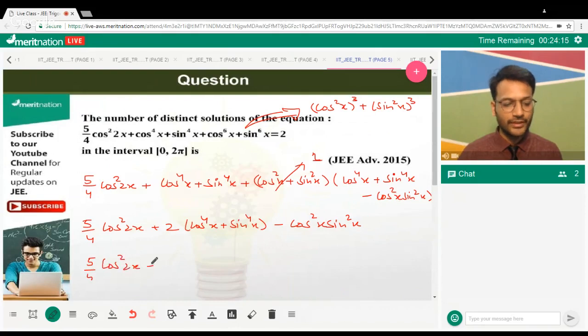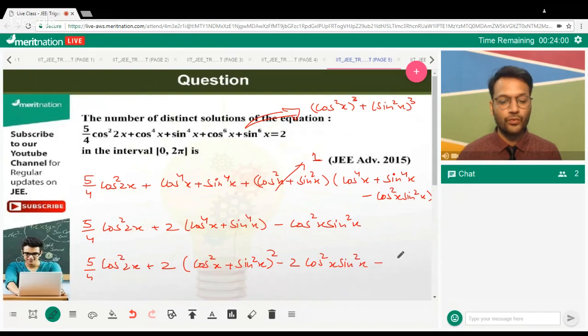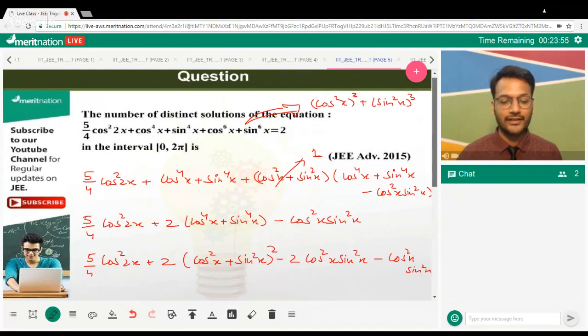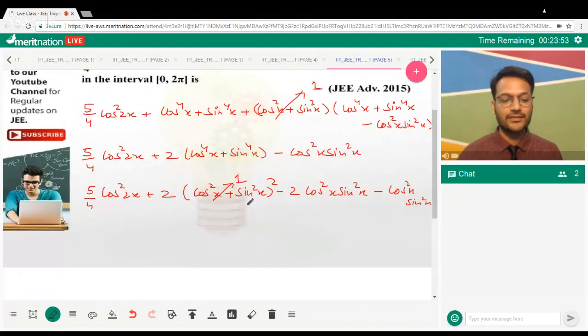And you all know about it if you have practiced a decent number of questions, I must say. So this can be written as (a plus b) whole squared minus 2ab. And 1 cos square x sine square x was already there. So now this will again be 1. So this 2 will remain just a 2. So it is 5 by 4 cos square 2x plus 2 minus, this turns out to be 3 primarily, 3 cos square x sine square x.